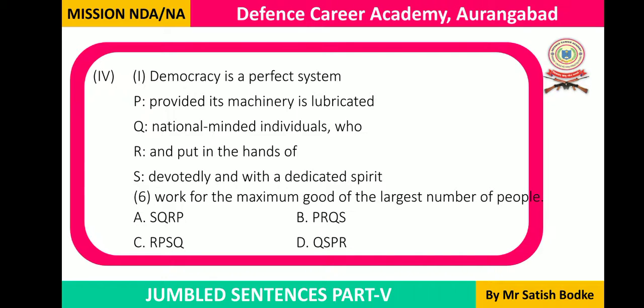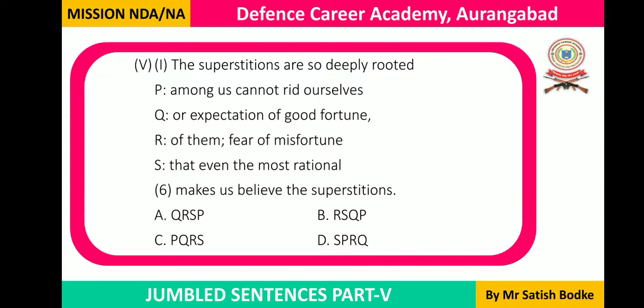Now let's go to the next question. This is question number 5. Here we again have the same kind of structure in the question. The beginning part of the sentence is given, and the ending part of the sentence is given, and in between the middle part is split into four parts and jumbled up and then labeled as PQRS.